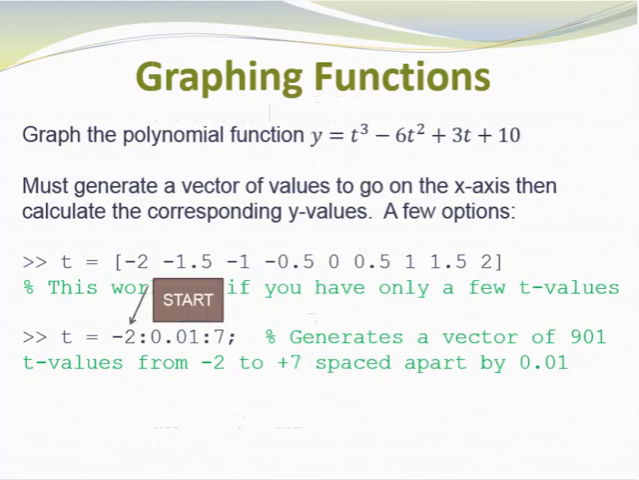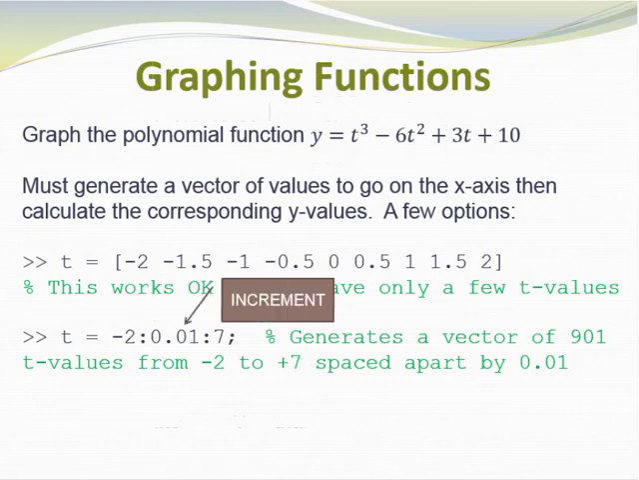So here I'm going to start t at minus 2, I'm going to increment by 0.01, and I'm going to quit before I exceed 7. And in this case, I will get a vector of 901 t values from minus 2 to 7, incremented by 0.01.